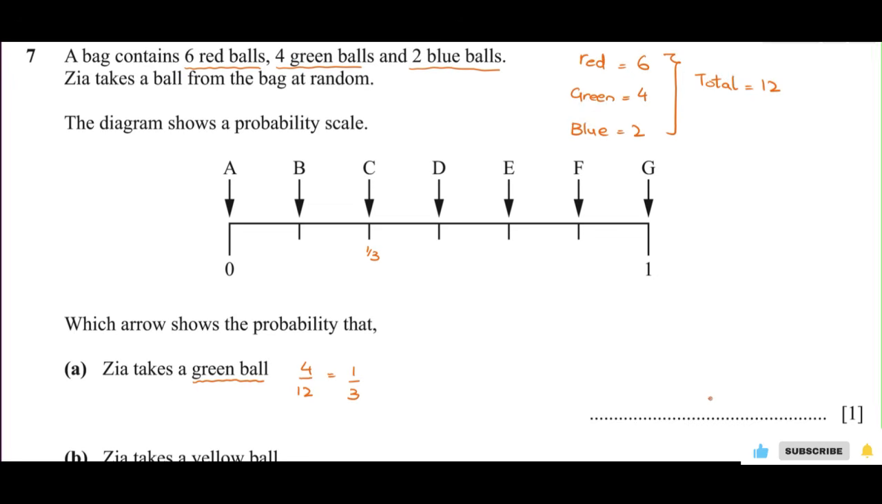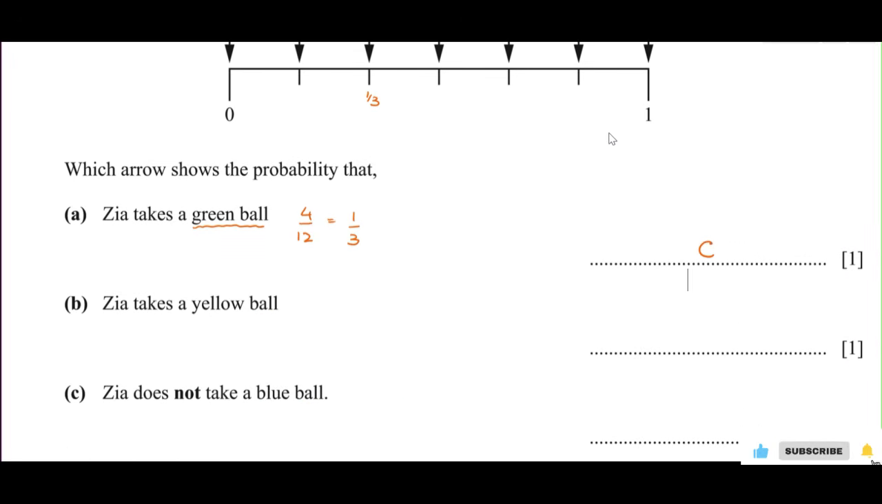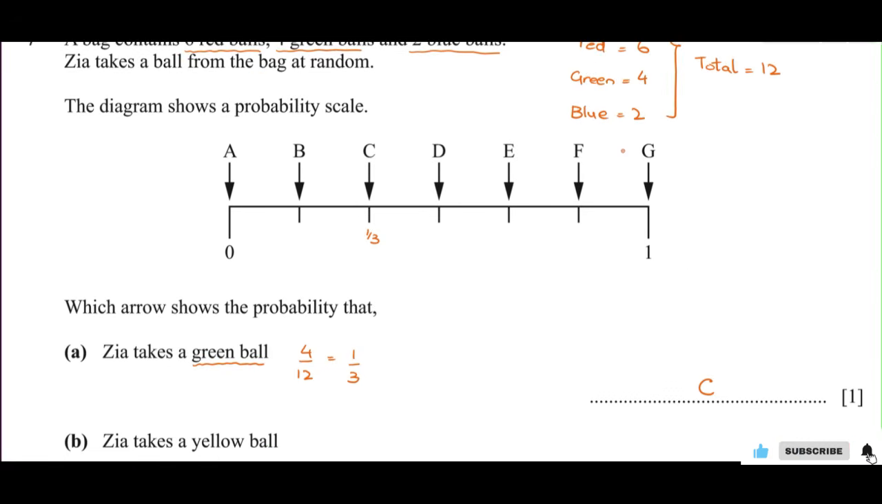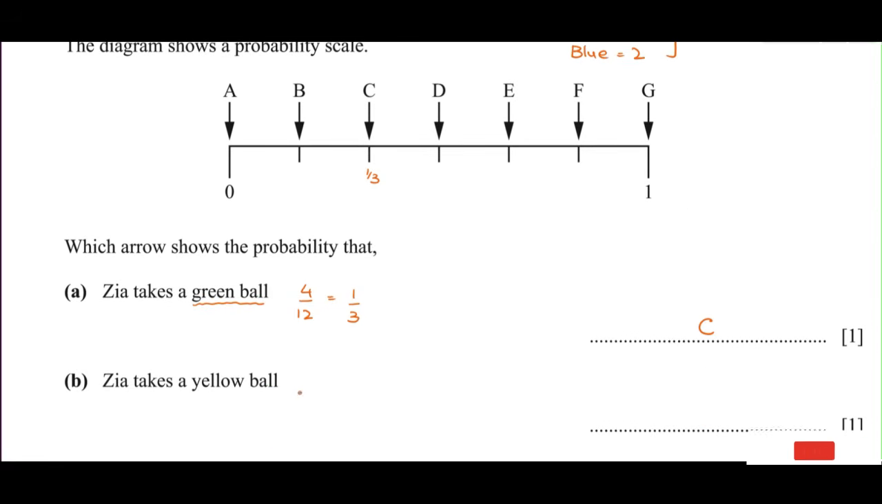Number C. Okay, now for part B, Zia takes a yellow ball. How many balls are yellow? So there is no yellow ball. So the probability is 0. 0 are yellow out of 12 balls. So the probability is 0. So the 0 is over here, so this one is A.